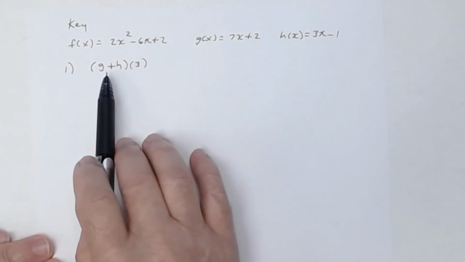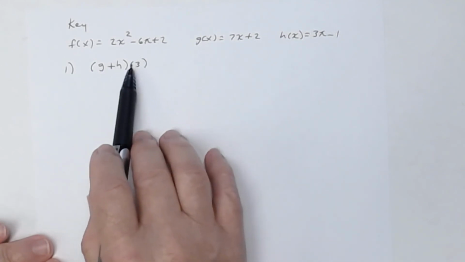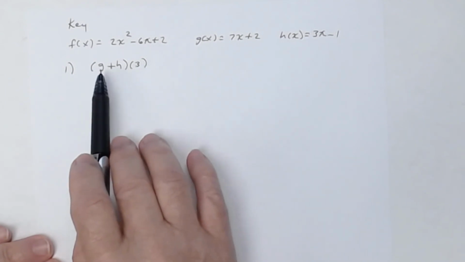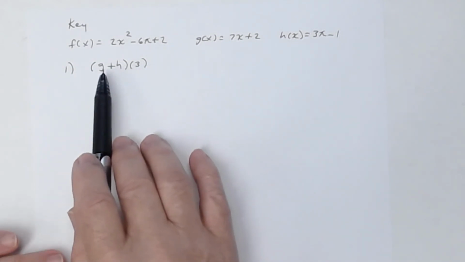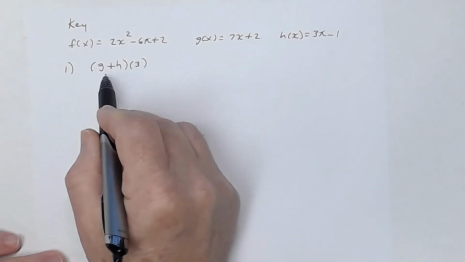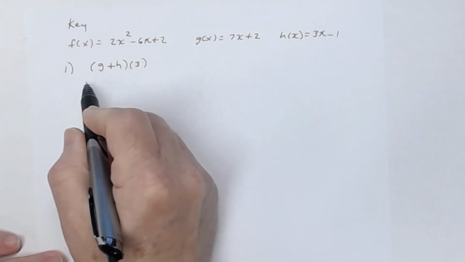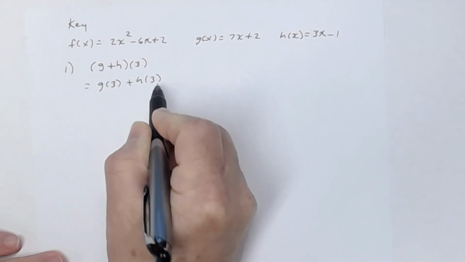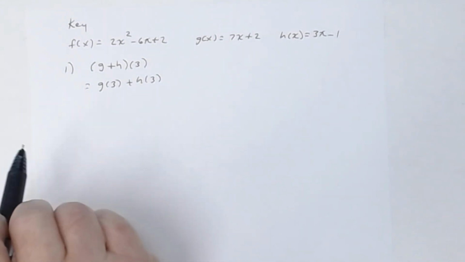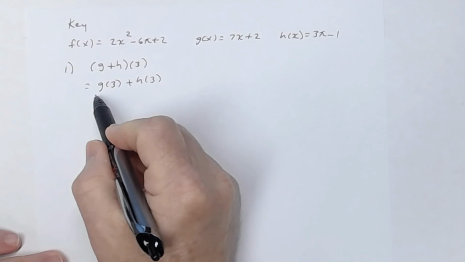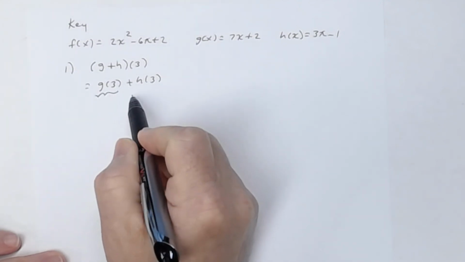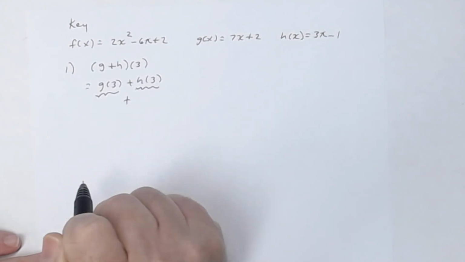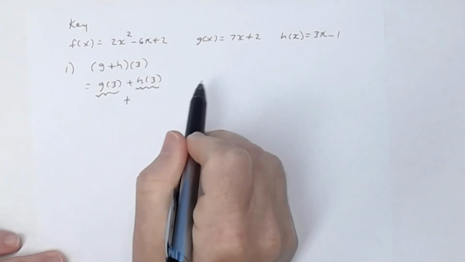If you look at number 1, you want to find g plus h evaluated at 3. So that's how you read this: g plus h, evaluated at 3. By definition, and you have to know your definition when you're adding two functions together, this means g of 3 plus h of 3. So what you need to do is find out what g of 3 is, and then what h of 3 is, and then add those up. Let's go off to the side and figure that out.